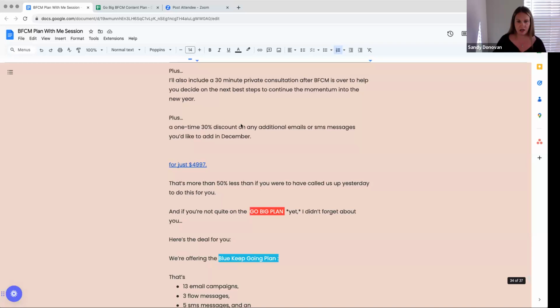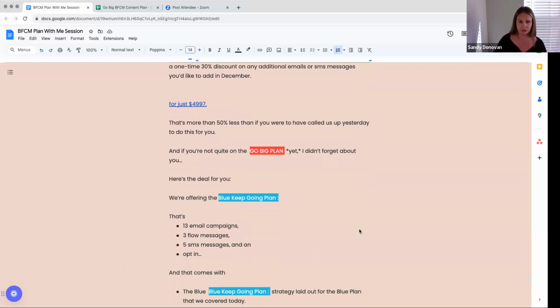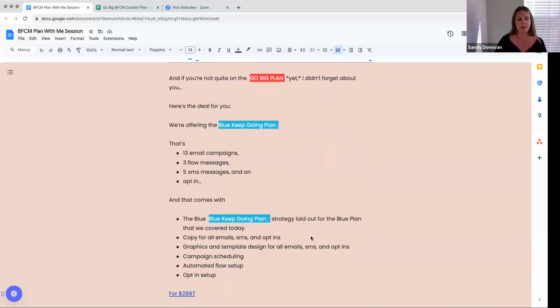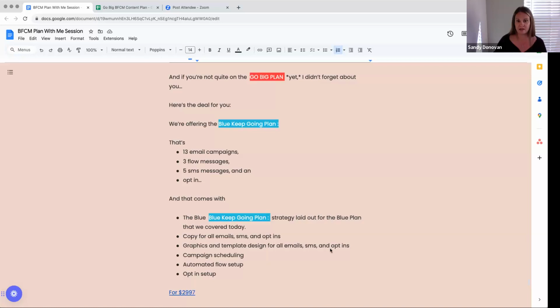Now, I know that some of you are not at that point yet, but we also have some good deals for the blue plan, the Keep Going plan, and the green plan. So for the blue plan, that's 13 emails. It's 3 flow messages, 5 SMS messages, the opt-in, and same thing, everything's included, right? The copy, the design, the templates, the segmentation. So you are sending to the right people. We're keeping your list healthy and clean. We're increasing your click rate, all the campaign scheduling, all the automated flow setups, all the triggers and timing and all that stuff. And that's going to be $29.97.